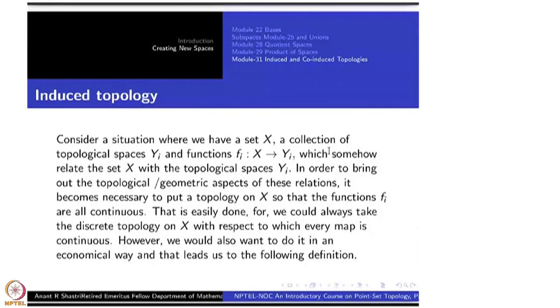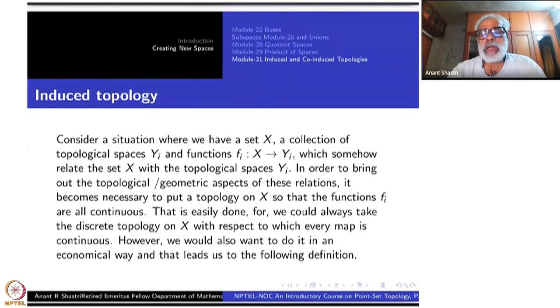So let us first consider induced topology. Take a situation where we have a set X and a collection of topological spaces Yi and functions Fi from X to Yi. So this is the situation we are facing. We want to somehow relate the set X with the topological spaces Yi through these functions Fi. In a topological way, relating means what? Already there is a function, you can say, okay, go ahead. No, you want to bring in some topological aspect here.